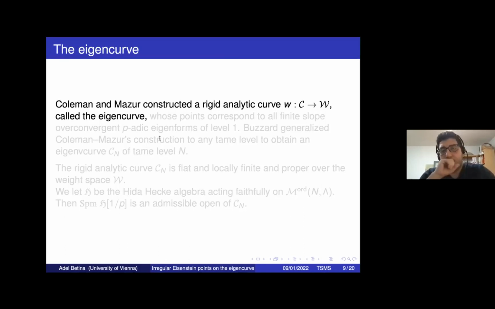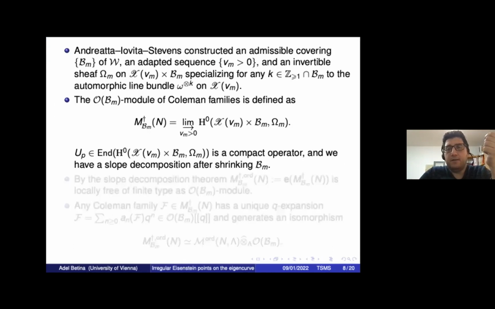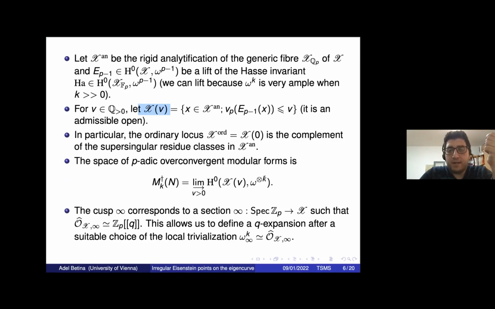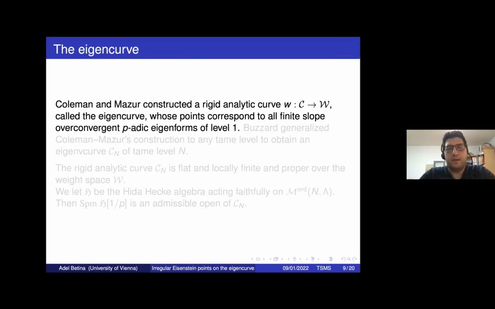So Coleman and Mazur constructed a rigid analytic curve over the weight space called the eigencurve, whose points correspond to all finite slope over convergent p-adic modular forms of level 1. So any point here has a weight, and it will correspond to a section here. And omega k, because we said that we can define it even if k is not classical, say it's not in Z, using the interpolation done by Andrea Vita Piloni, and you get an element here, which is also an eigenform for all the Hecke operators.